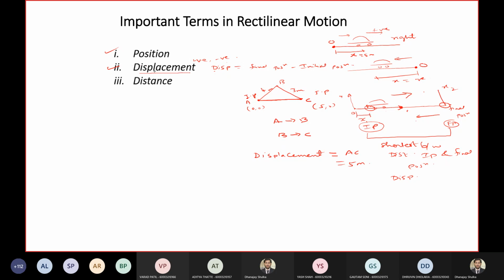So displacement here is a vector quantity, but distance is scalar. In case of distance, it doesn't matter whether the body is moving in positive x direction or negative x direction. Distance is actually the actual path covered by the moving particle or body in a given interval of time. Now I took the same example here and told you the displacement. What will be the distance here?